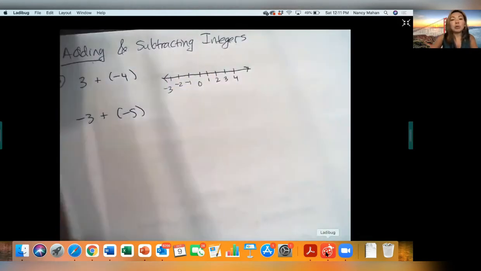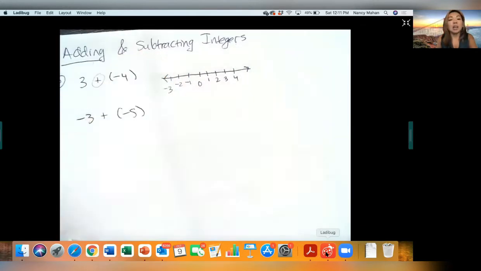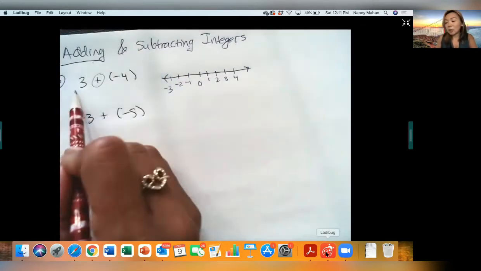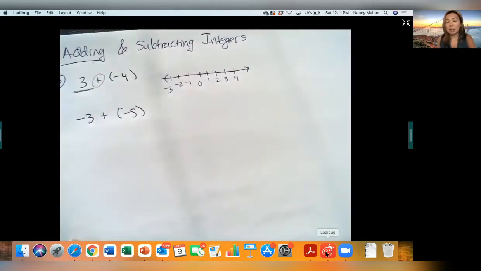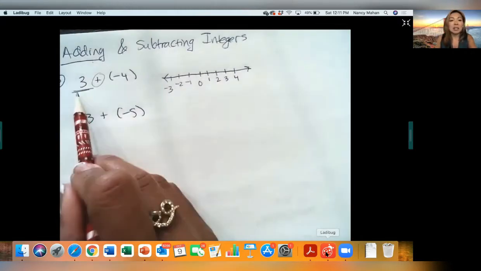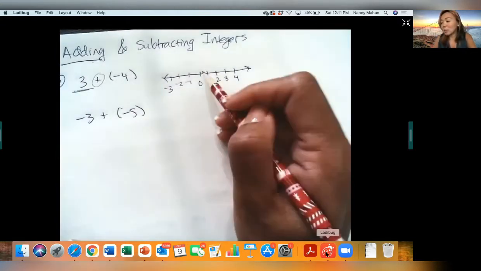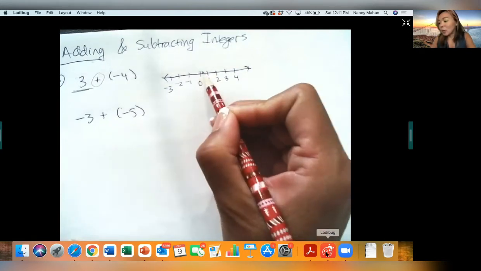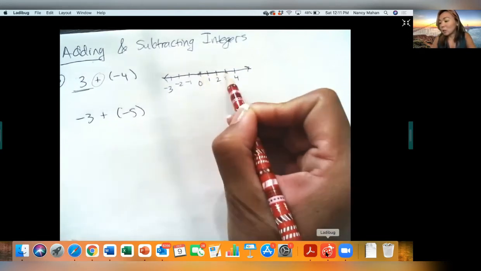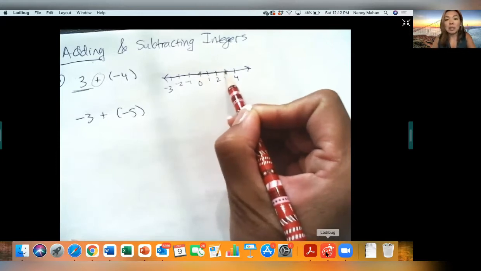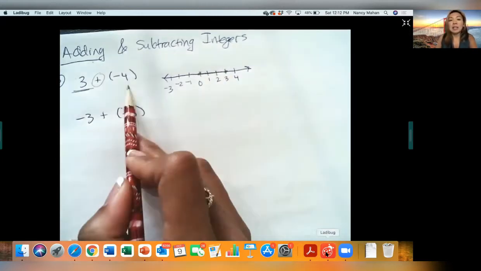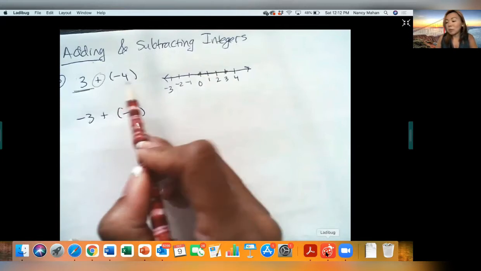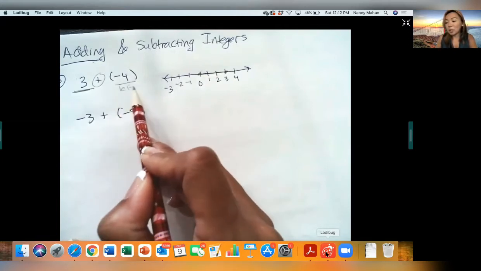So when we look at the addition sign, what I'm going to do first is take the first number, 3. It's a positive 3. You don't have to have a plus there, it could just be blank. So positive 3 means I'm going to move 3 spaces to the right because it's positive. I move from the origin 3 spaces to the right, so I'm right here. And then -4 means that I move to the left 4 spaces.